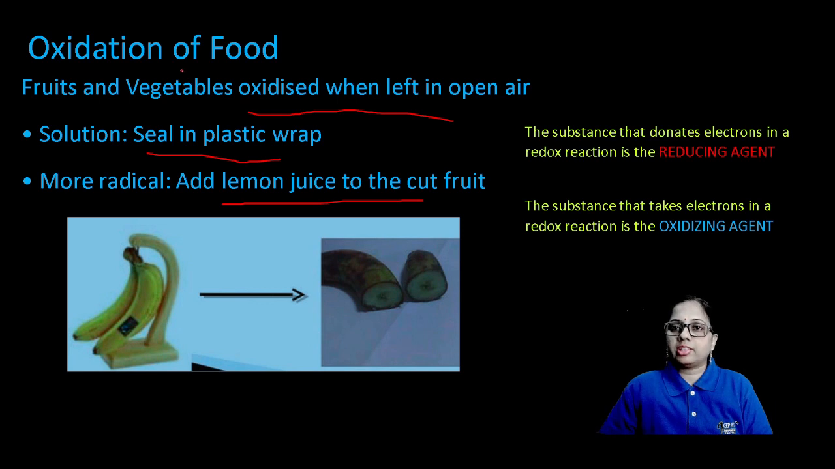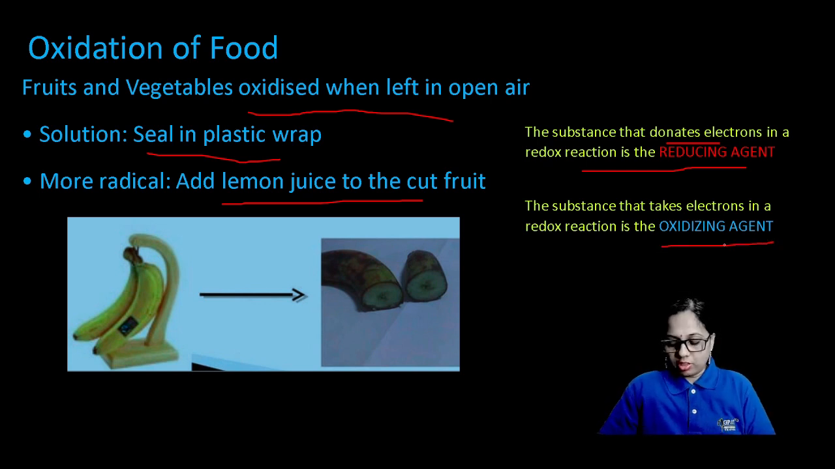So what are those oxidizing agents and reducing agents? Let us see. The substance that donates electrons in a redox reaction is the reducing agent. In terms of electrons, that which donates electrons is called the reducing agent, whereas that which accepts electrons is called the oxidizing agent.